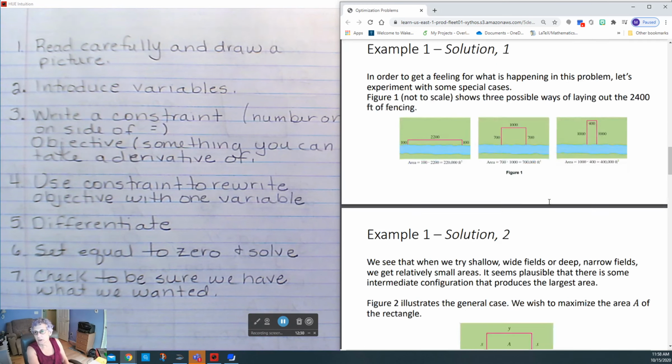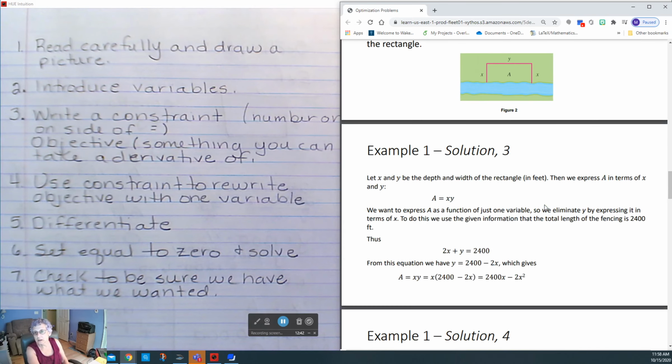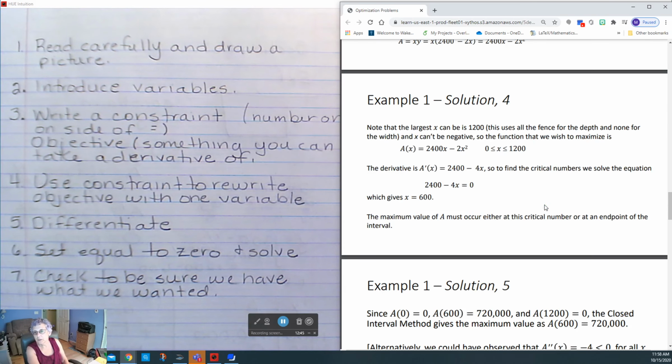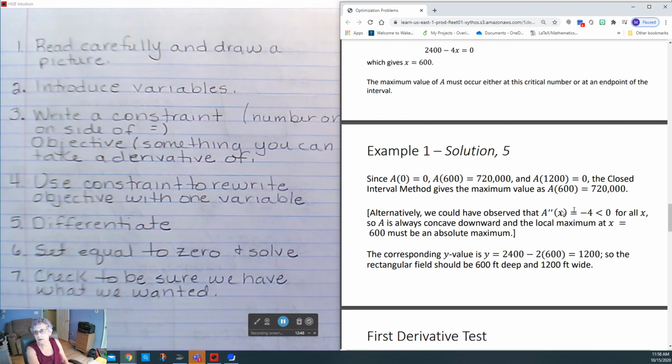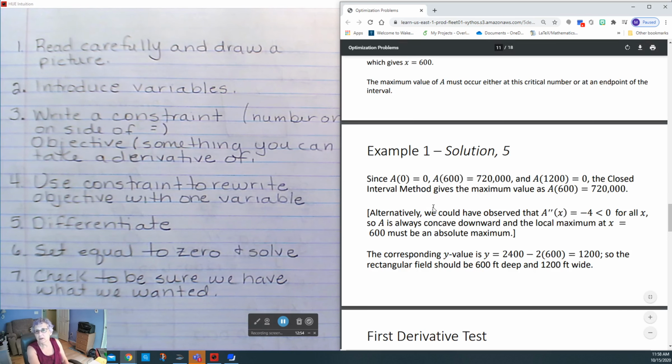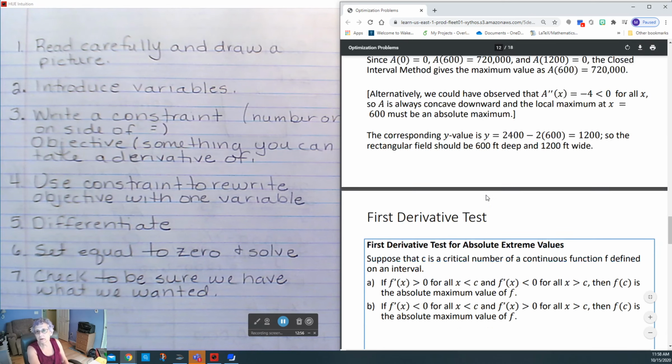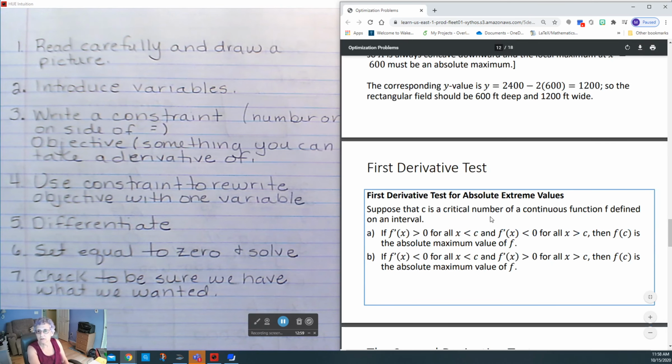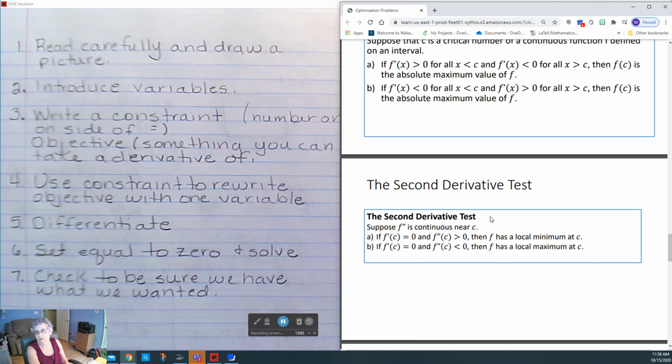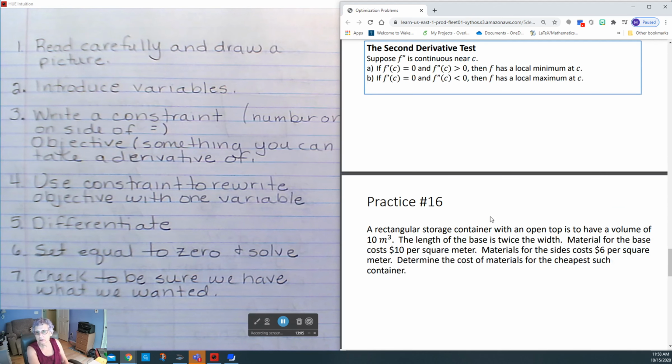Now example 1, yeah, it has some pretty answers for you. It goes through and shows some options. Then it labels it, kind of like I did, except it used X's on the sides. But you end up with the exact same answer. And they showed, using what they call the closed interval method, which is the extreme value theorem that we learned. Just a reminder of the first derivative test and the second derivative test. You used those for your curve sketching lab, so you should be familiar with those.